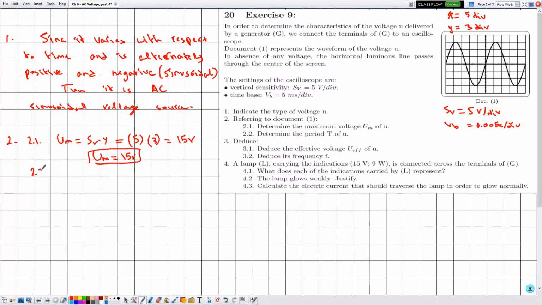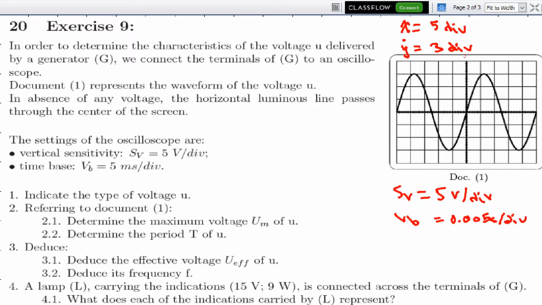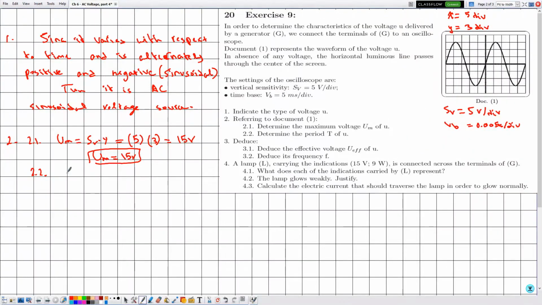Now in 2.2 we need to determine the period T of U, and the period is given by multiplying X by SB, which is equal to 0.005 multiplied by the value of X, which is 5. Now plugging this on the calculator, the value of the period is given by 0.025 seconds. Then the period T is given by 0.025 seconds.